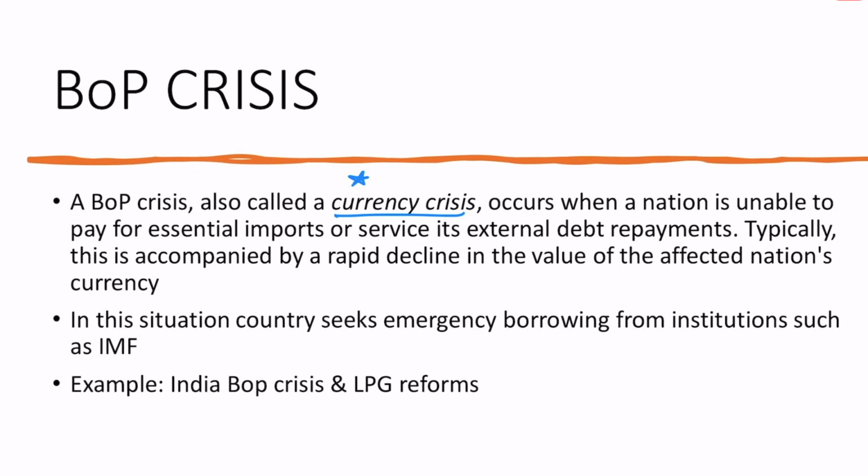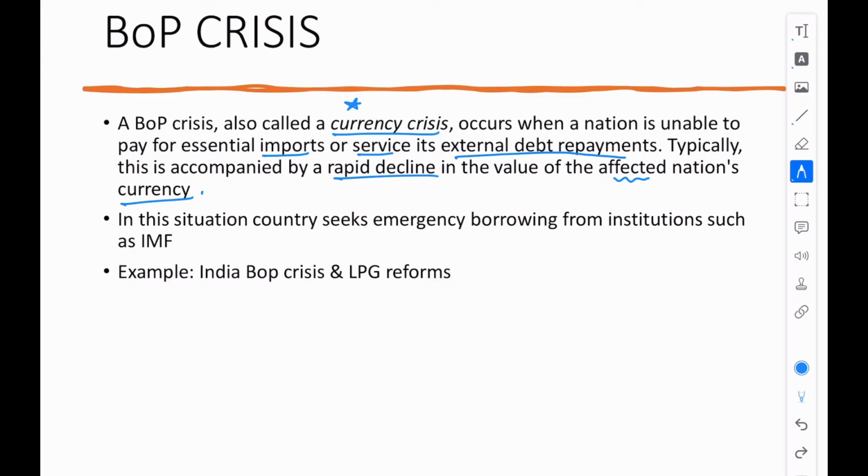It occurs when a nation is unable to pay for essential imports or service its external debt repayments. The nation is unable to pay for essential imports and it is not able to repay the debt. If it has taken a loan, the nation cannot repay it, as the country does not have that much currency. Typically, this is accompanied by a rapid decline in the value of the affected nation's currency. So two things are happening.